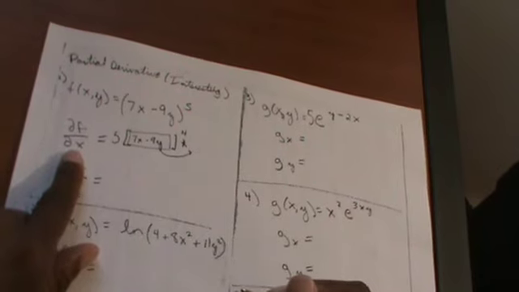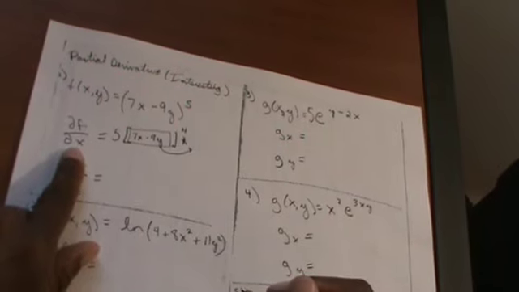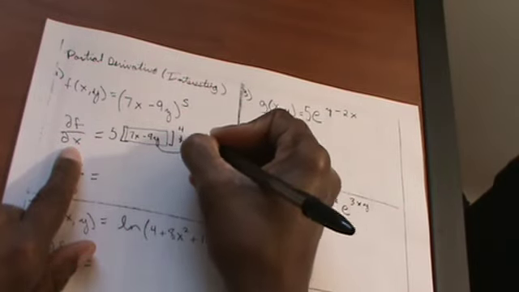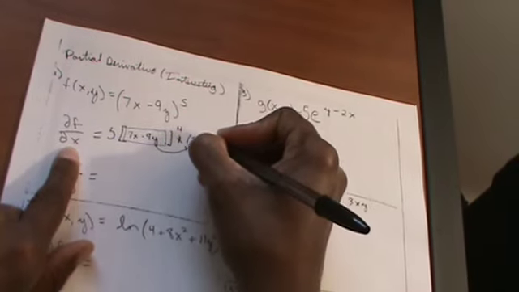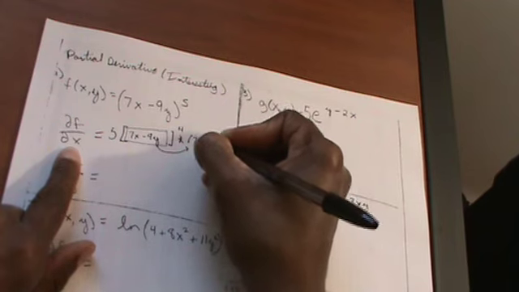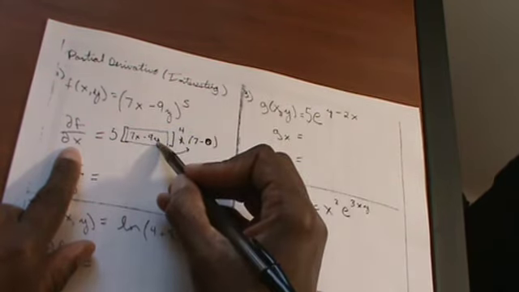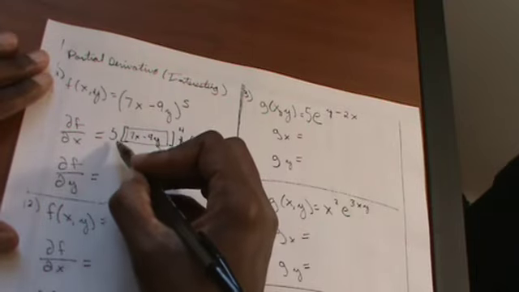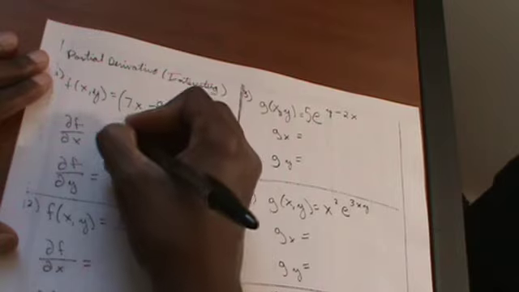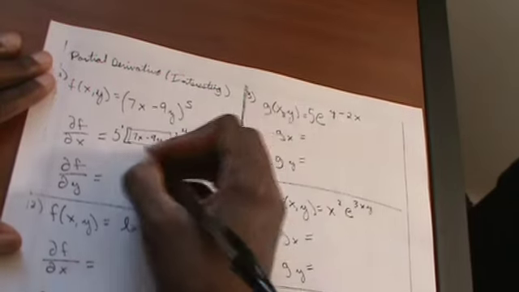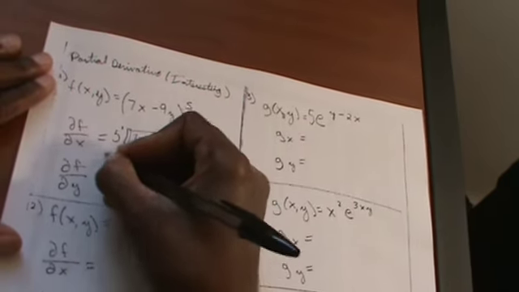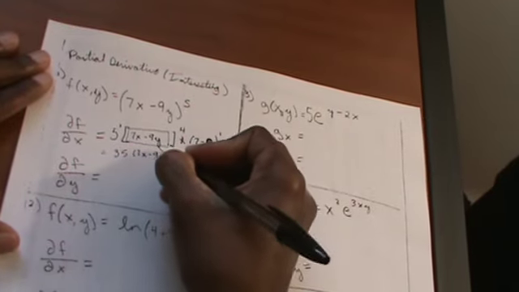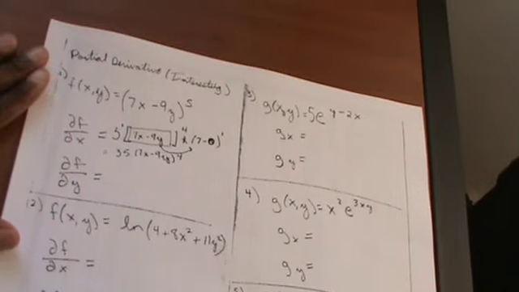Look closely. This says take the derivative paying attention to the x's. So the derivative of 7x is just 7 minus the derivative of 9y, which is 0, because there's no x in this particular term. So if you wanted to simplify this, you can take this 5, which is to the first power, multiply it by the 7 that's to the first power, and get 35 times 7x minus 9y to the fourth power, and you'd be done.